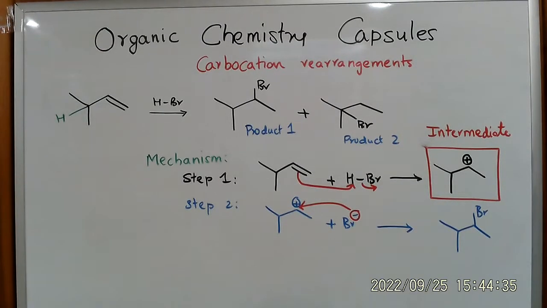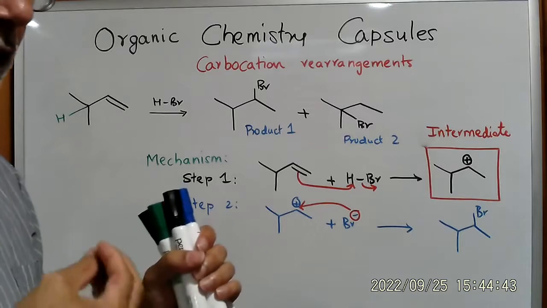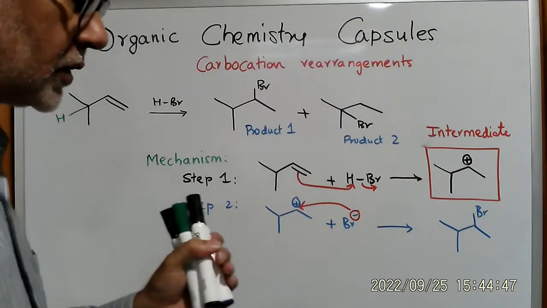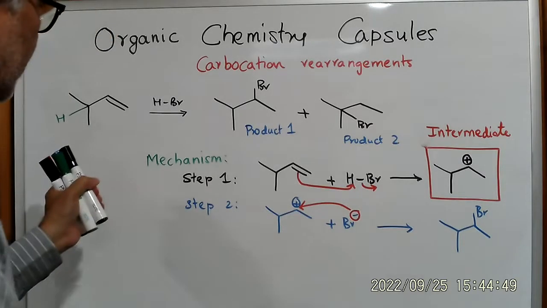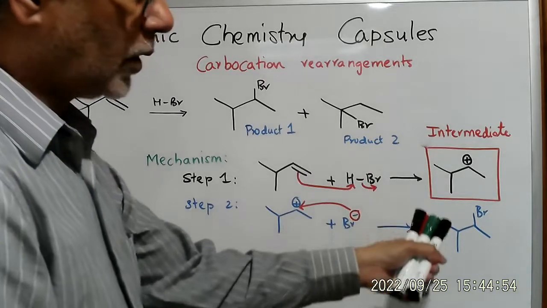In this capsule, we'll look at carbocation rearrangements, and they're often found in reactions. In our series of capsules, we have not introduced the reactions of alkenes. So here I'm introducing the reactions of alkenes, which leads us to carbocation rearrangement.